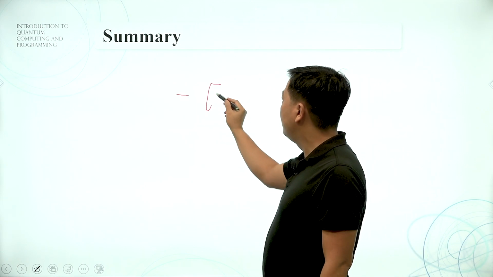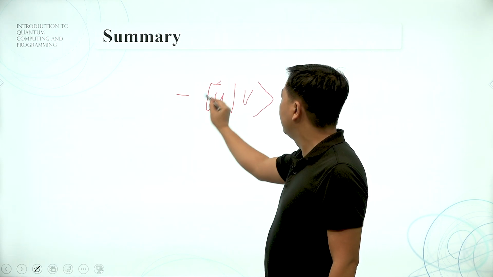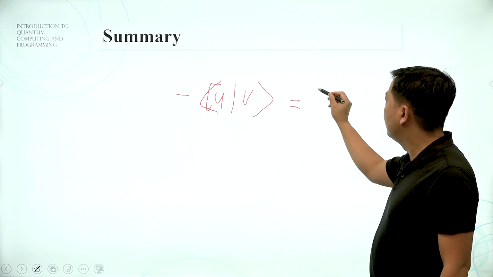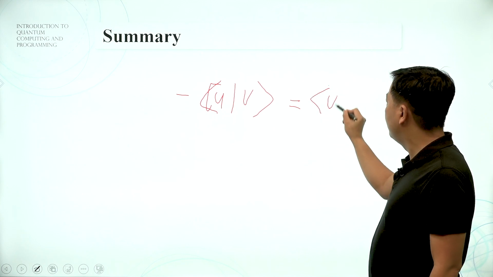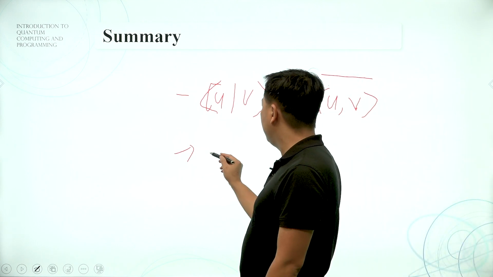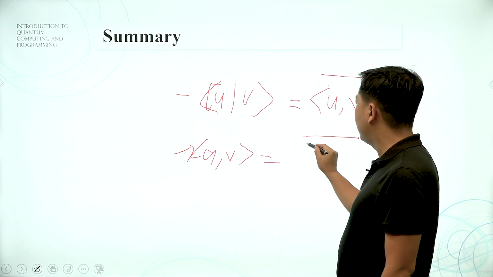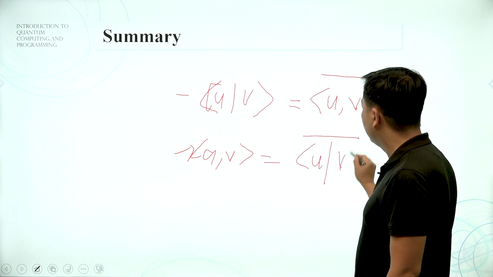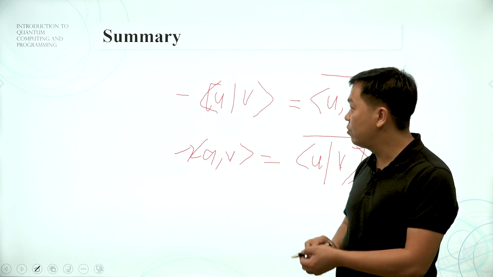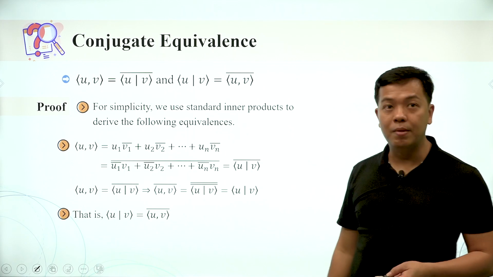We have U and V, and this one is equal to the conjugate of the inner product of U and V. This is the relationship between the two. Okay, that is the conclusion. Remember this part.